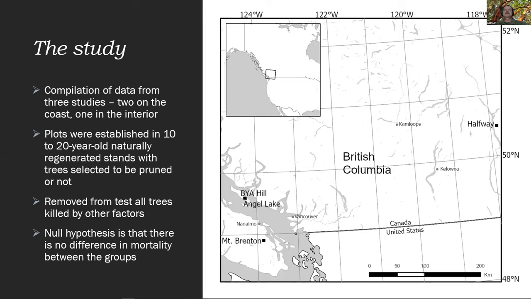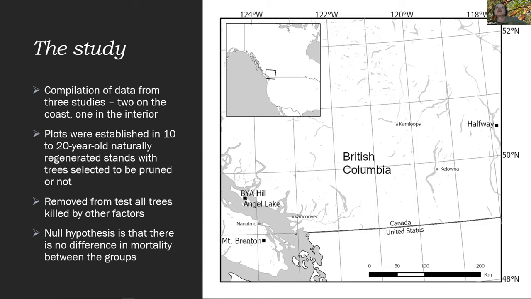So the study is fairly simple. Three different studies were combined, two that were on the coast. You'll see the BYA Hill and the Angel Lake sites and the Mount Brenton sites are coastal British Columbia. And there is a site on the right-hand side called Halfway, which is in the interior of BC. Just for scale, the coastal sites are about 450 kilometers distant from the interior site. So it's quite a physical distance.